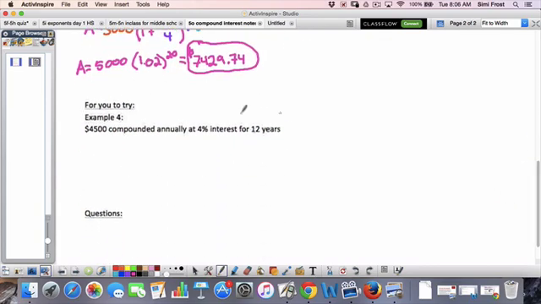One left for you to try. Please give it a try so we can go over it in class and you had a chance to see if you know how to do this correctly. And then please write down any questions that you have for me.